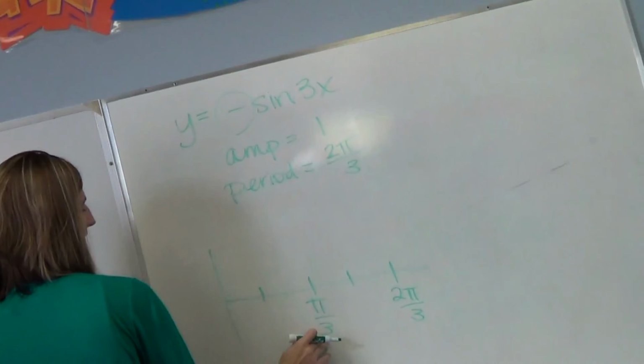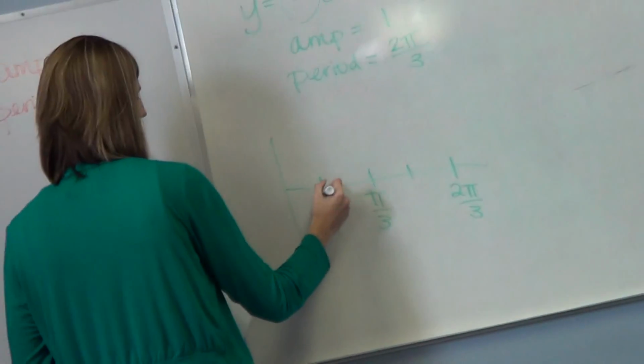Oh boy. What's half of pi over 3? 5 or 6.